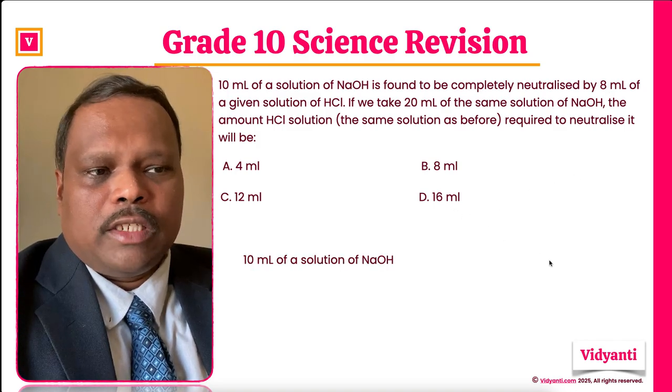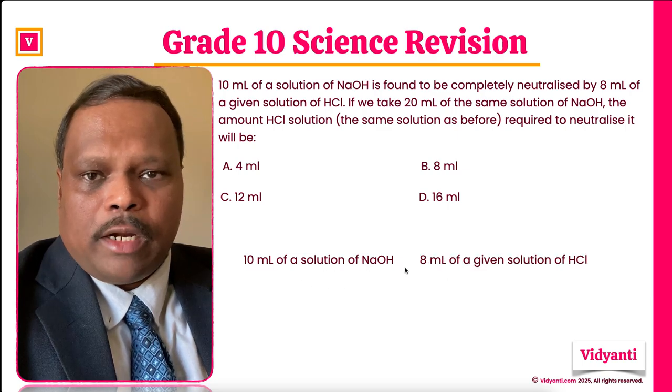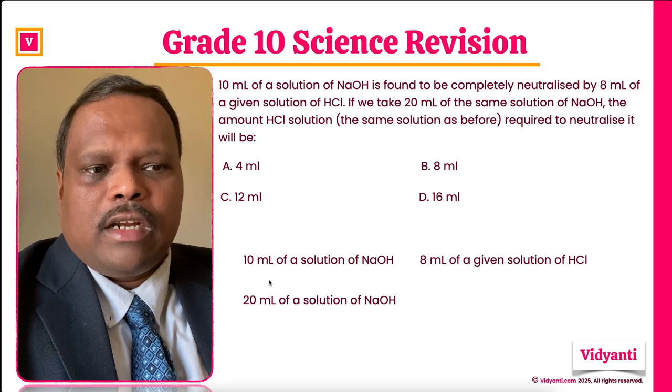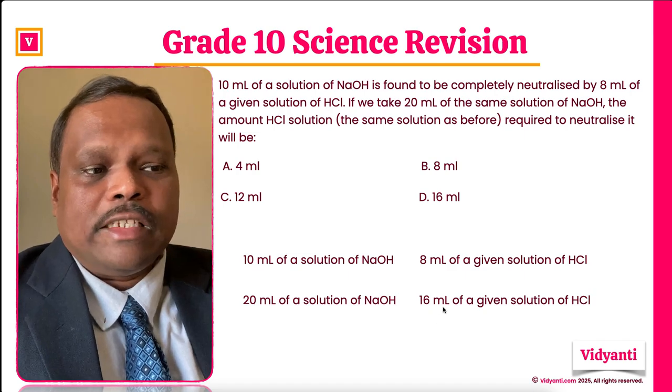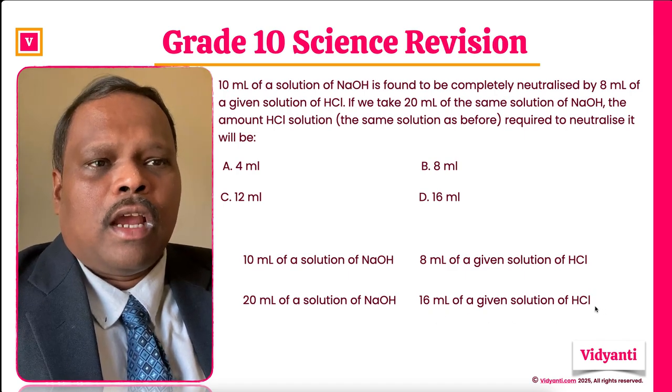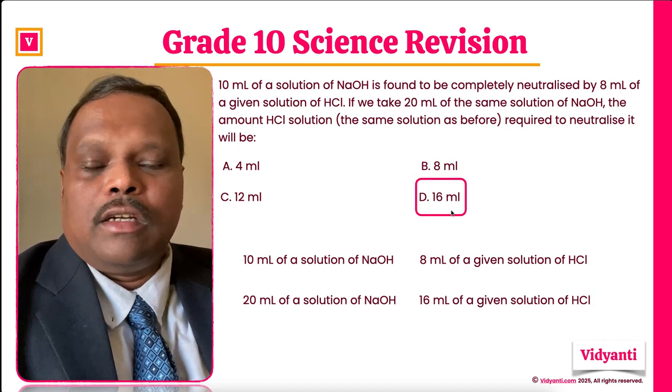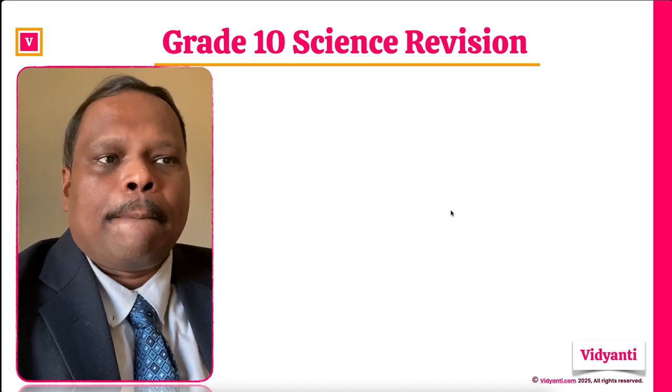So the answer should be 16. Let's quickly write it down. 10 milliliters of NaOH, sodium hydroxide, requires 8 milliliters of hydrochloric acid. On this side we have made it double, so 10 becomes 20, so this will automatically become double as well. So the answer will be 16 milliliters of HCl, and that would be your answer, option D.